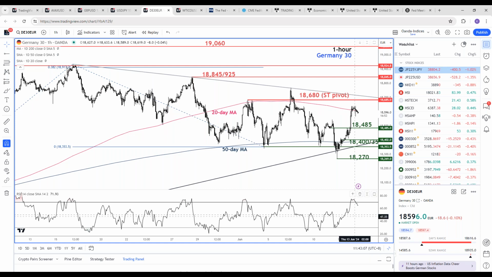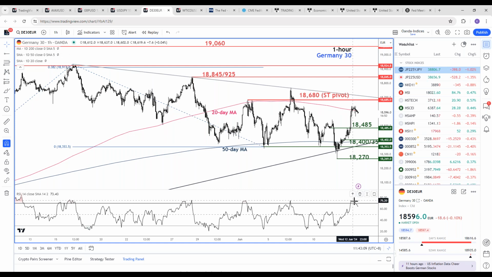So with that, and also with the hourly RSI now exiting from the overbought level, it increases the chance of an intraday bearish mean reversion slide. So I'll be using 18,680 as my short-term pivotal resistance for today, flipping to a short-term intraday bearish bias for that potential mean reversion slide to play out. So the first support level to watch, 18,485. Below it exposes 18,400 slash 18,350.